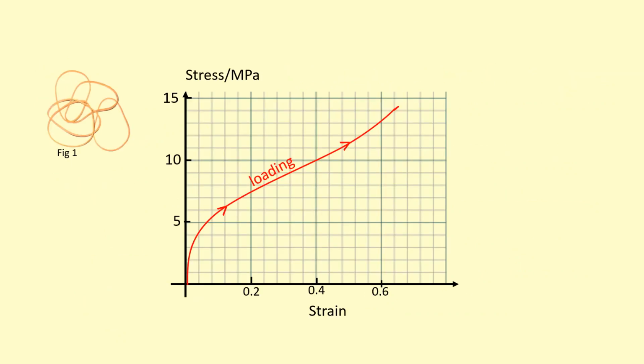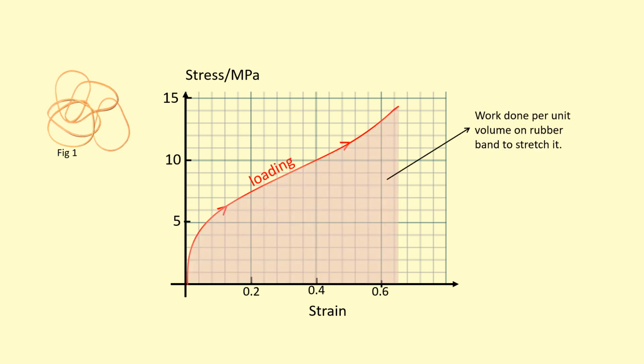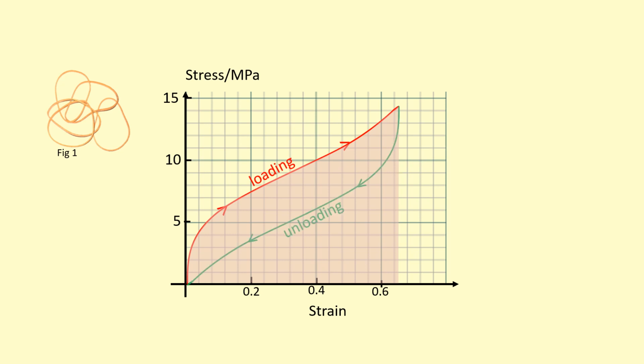Here we have a stress-strain graph for a rubber band. You can see in the picture there, it's being stretched. So when we put a load on it, it's following this stress-strain graph here. And the area under this would represent the work done per unit volume on the rubber band to stretch it. Okay, and then when we take the weight off the rubber band, it's going to be unloading. It doesn't follow the same path back to the origin there. So it does return to its original length, but it doesn't follow the same path.